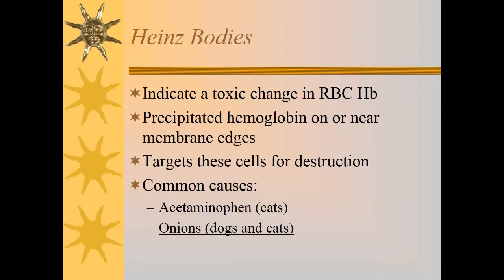Heinz bodies. Heinz bodies typically indicate a toxic change in red blood cell hemoglobin, resulting in precipitation of the hemoglobin. The precipitated hemoglobin then appears on or near membrane edges and targets these cells for destruction by the spleen. Common causes include acetaminophen toxicity in cats, and onion or garlic toxicity in dogs or cats.